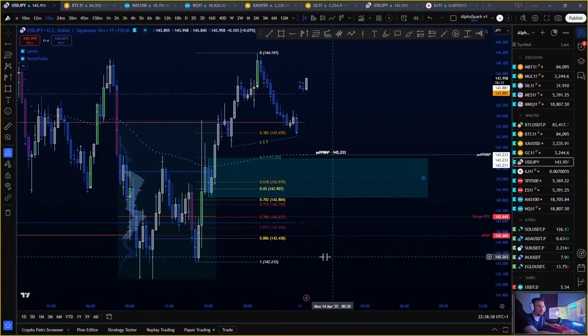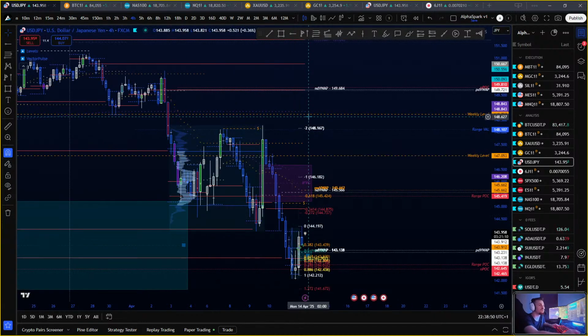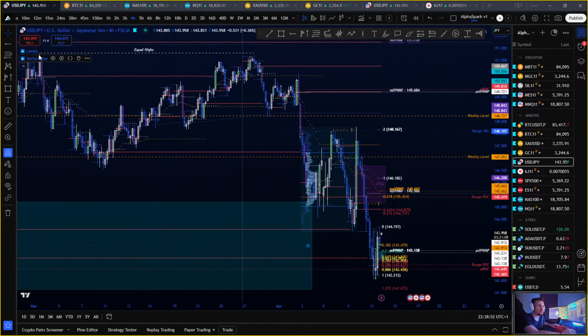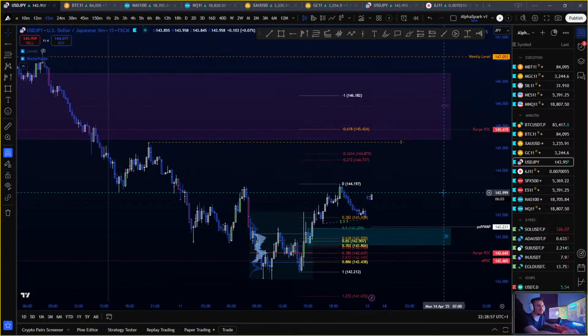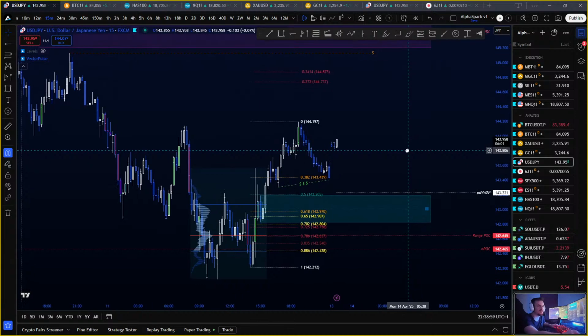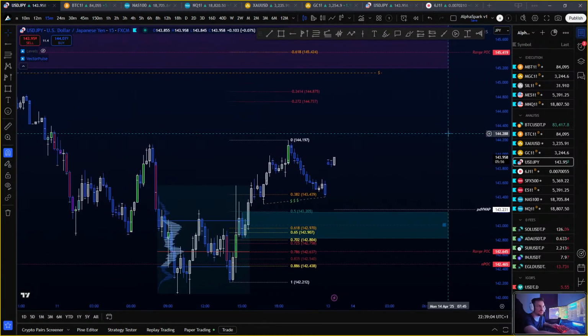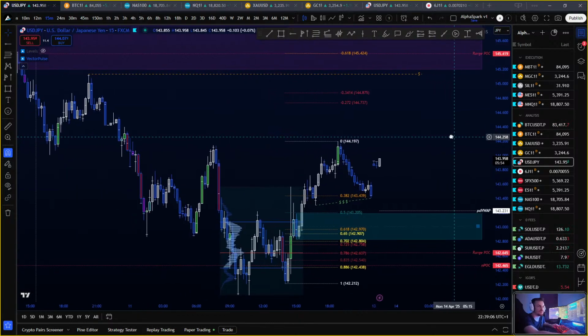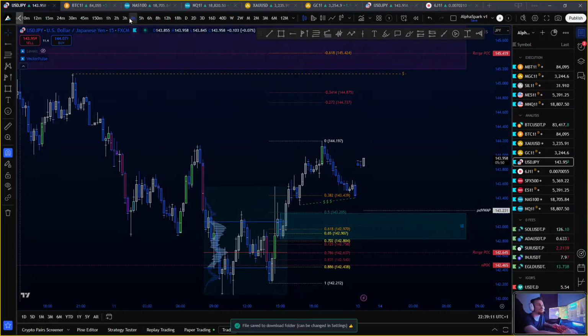I'm gonna post on Discord 2 screenshots of this. One on the 15 minutes so you can see these levels close because they're the reaction zones. But another one, oh wait, maybe, yeah, it's easier this way without the levels indicator. Okay, like this. And now the 4 hour.